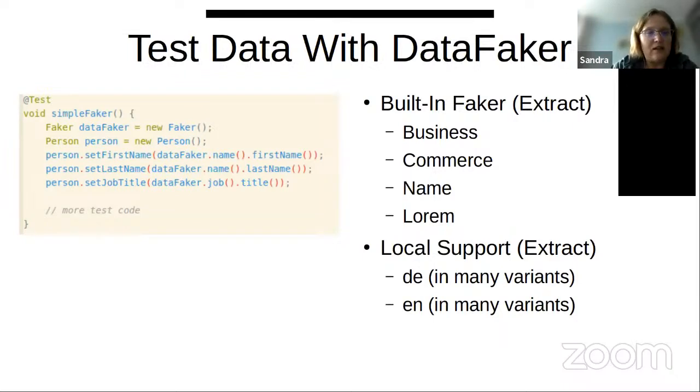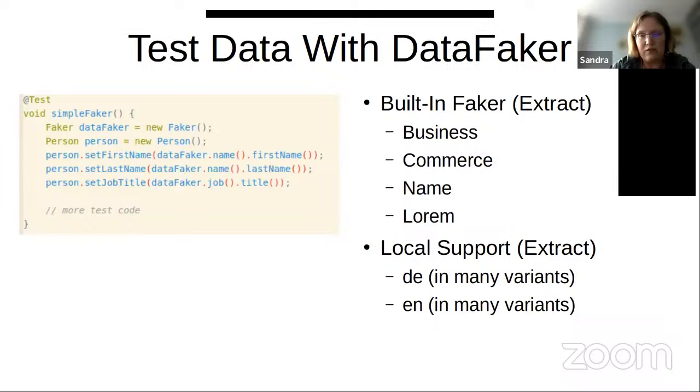So I can say, I need person data like name, job, first name, last name. And then I can say, DataFaker, please generate me a first name, generate me a job title. So I can go through a Java DSL and generate the data for that. They have many built-in fakers, like for business, for commerce, for long texts. They have locale support.